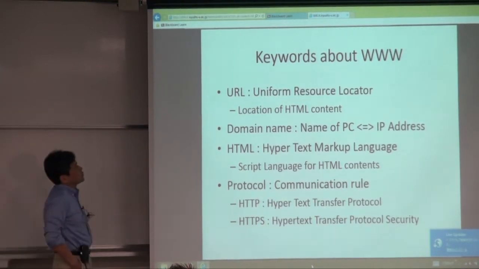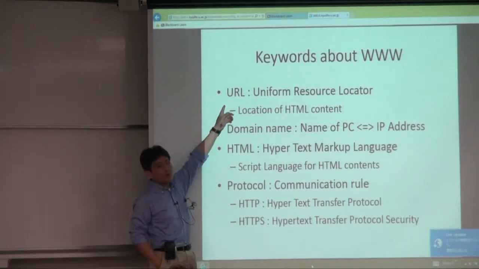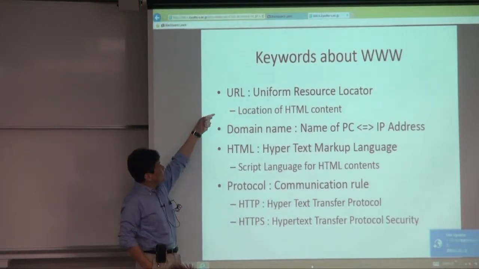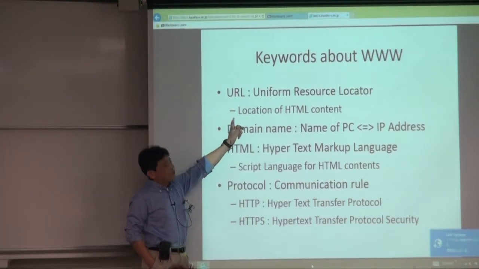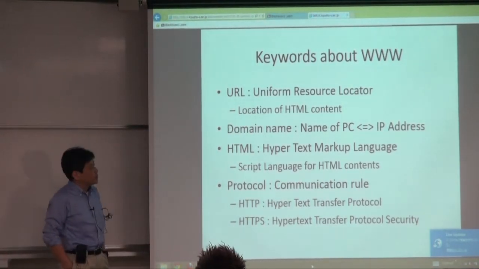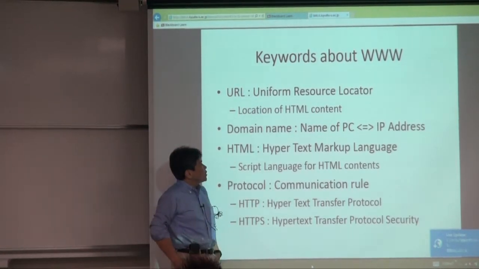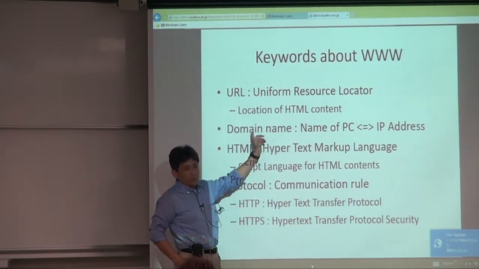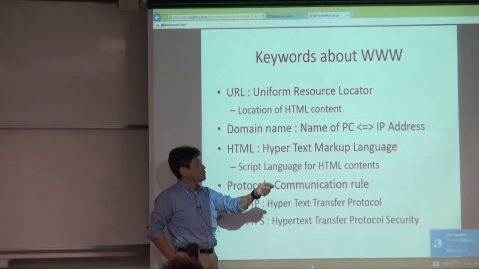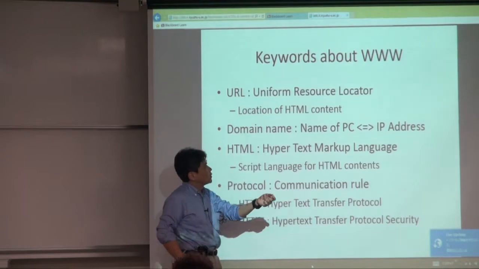You have to learn some keywords for using the World Wide Web. One is the URL. URL is the short form of Uniform Resource Locator. This means the location of the HTML contents. Usually your content is located on web servers, WWW servers. So you also have to specify the domain name to specify which server your contents are provided on.